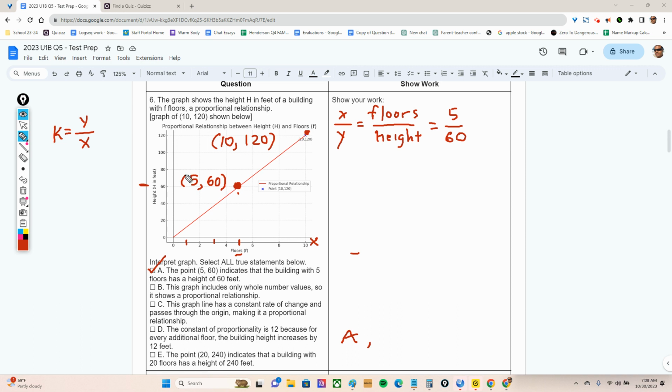If we do the constant here, we do 120 divided by 10. Cross this out, we're going to get 12. Okay, remember, drop it down here, divide by 10 to find the constant. If we do the same thing here, 60 divided by 5, that's 12. Because we drop to find the constant, that's K equals, drop that, divide by 5.